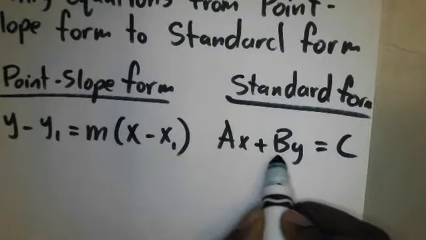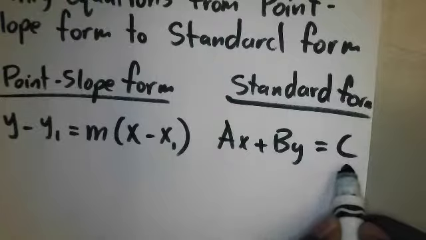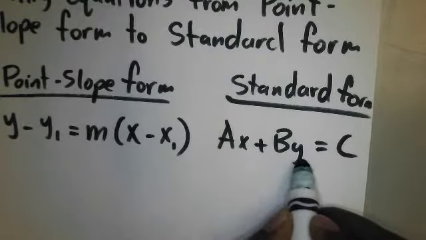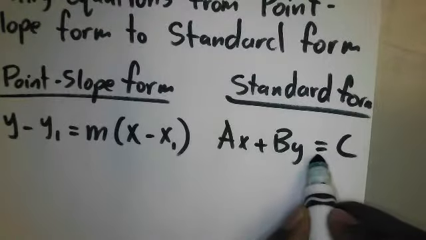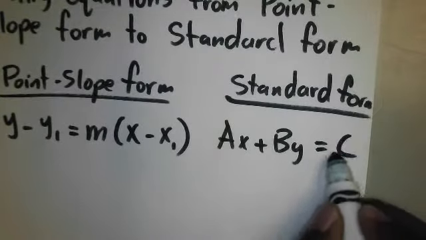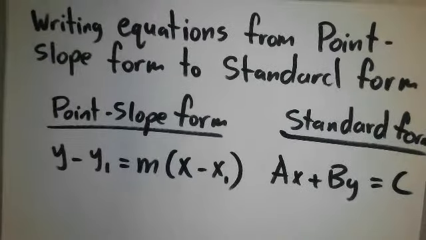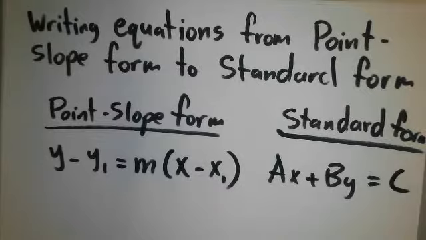Now a is a number, b is a number, and c is a number. If you notice, this is a number with a variable, so it's a coefficient, number with a variable, and over here, which is on the other side of the equal sign, the number is by itself. So we're going to convert the equation from point slope form to standard form.